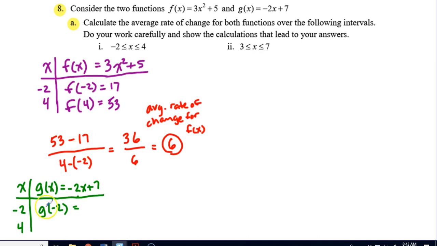I'm going to go through this in a little detail because last year students said they couldn't figure out what I was doing in the video. So let's make it clear. I'm subbing in a -2 into this function. -2 times -2 is 4. 4 plus 7 is 11.